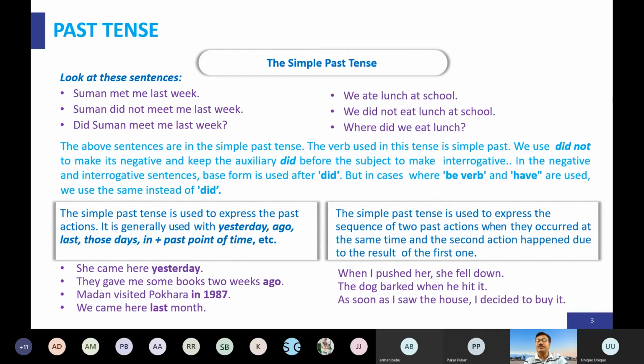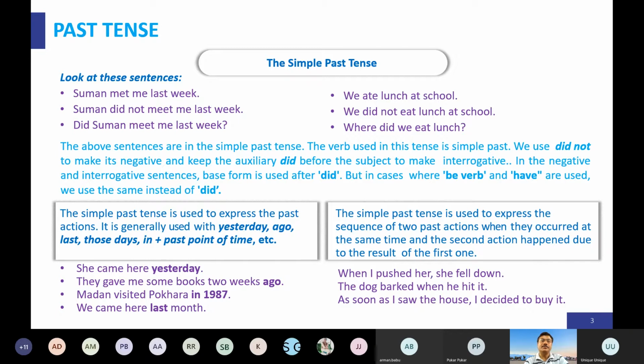Anyone please? Will Jessica read out? Jessica Preti, are you there? No response. Deepika, you please read out.